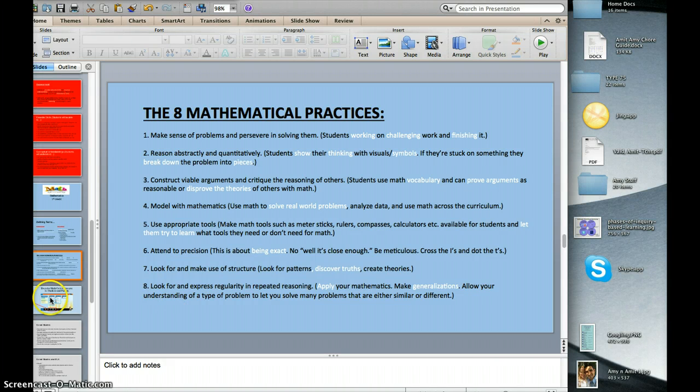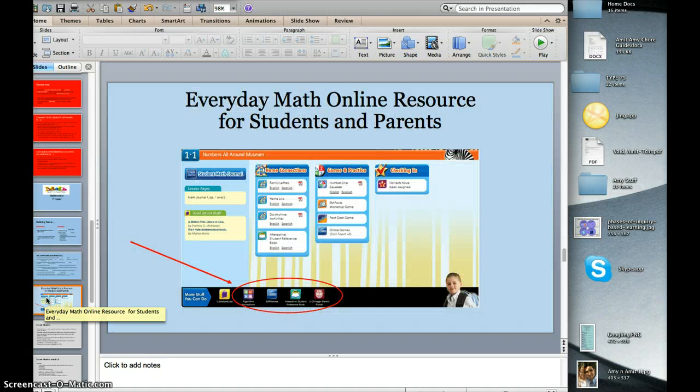At a later date, I will provide you and your family with some everyday math online resources. This is a website that you can go to, and from there, there are games that can be played at home, material, worksheets, practice quizzes, things like that that you can access from home. We can provide that to you at a later time. We're still in the process of getting that information.